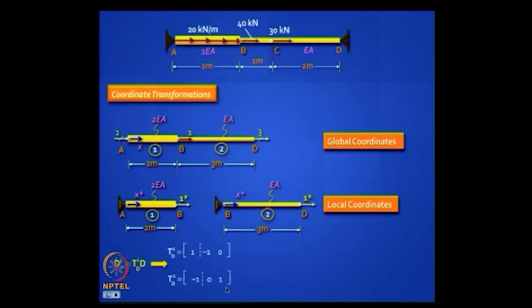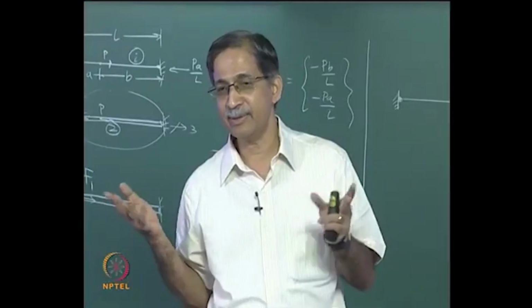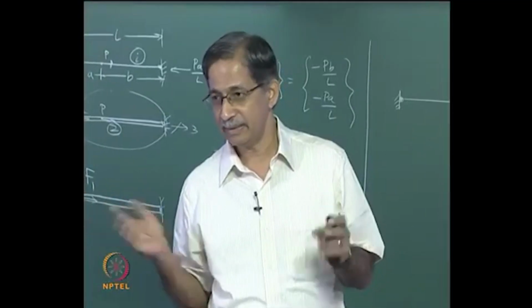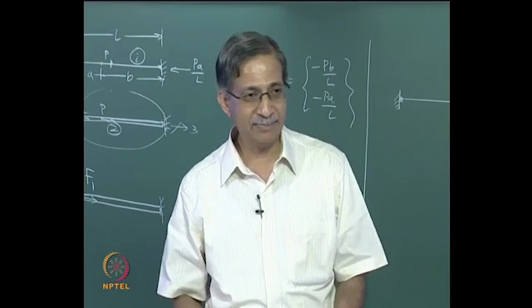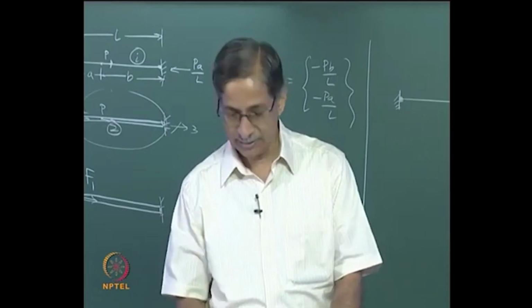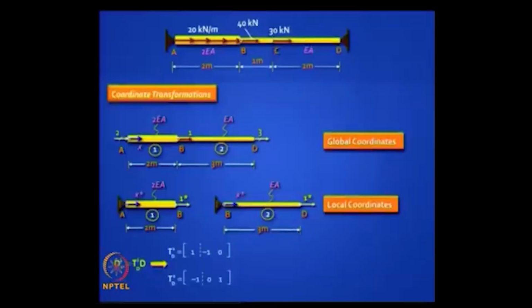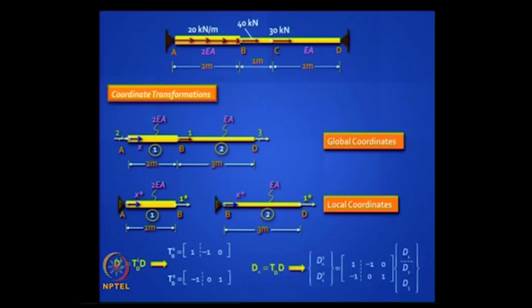In 1D structures, you will have only zeros and ones. No sin theta cos theta here because theta is 0. Is it clear? It is very easy. I hope there is no confusion here. It is straightforward. Okay. Next, you can put it all together in one matrix. You need not write TD1 and TD2 separately. For small problems, it is nice to deal with one full TD matrix. Is it clear?